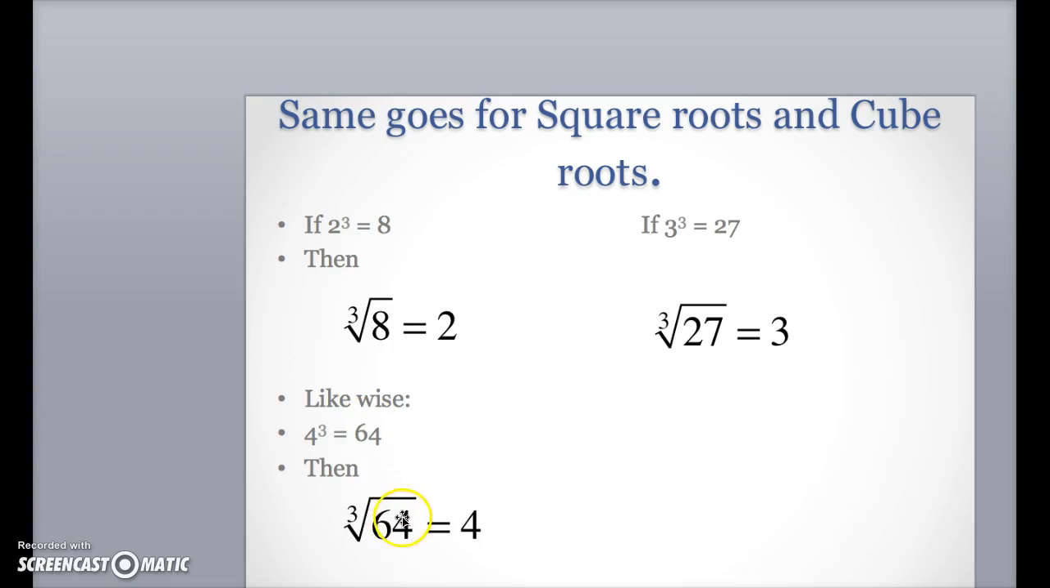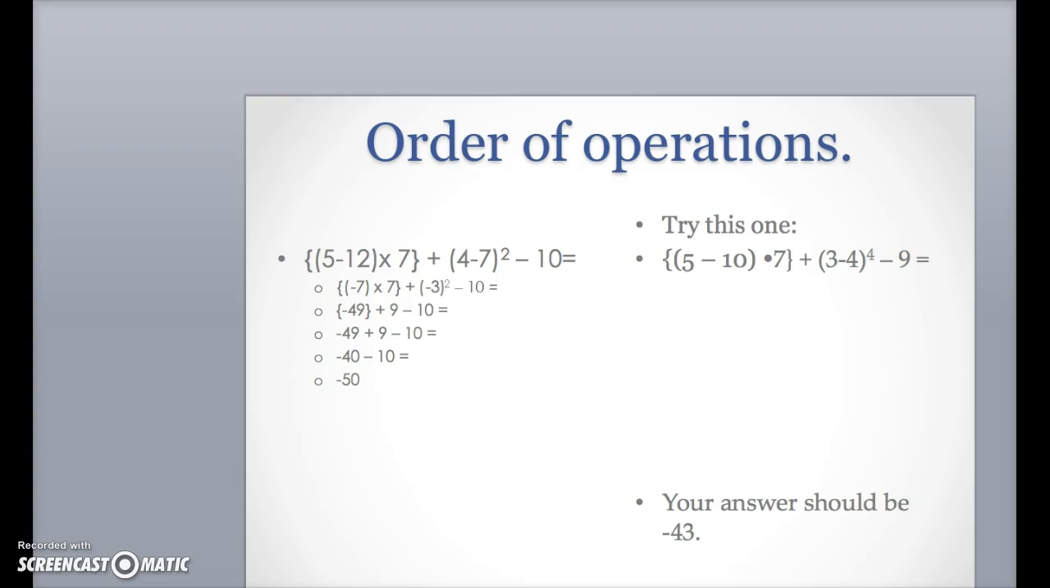And likewise, 64, we know that 4 cubed is 64, so therefore the cube root of 64 equals 4. Here's one with order of operations in it, and it has some exponents in it. So let's look at this one. I got 5 minus 12 times what? 7. This is in set notation within nested parentheses.